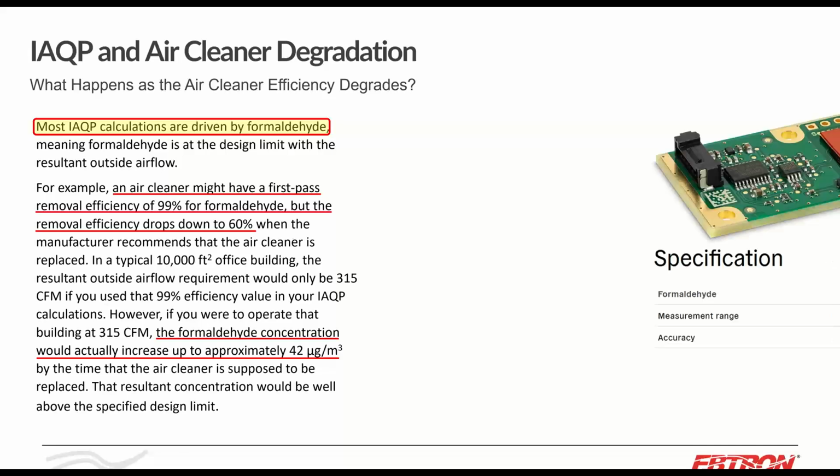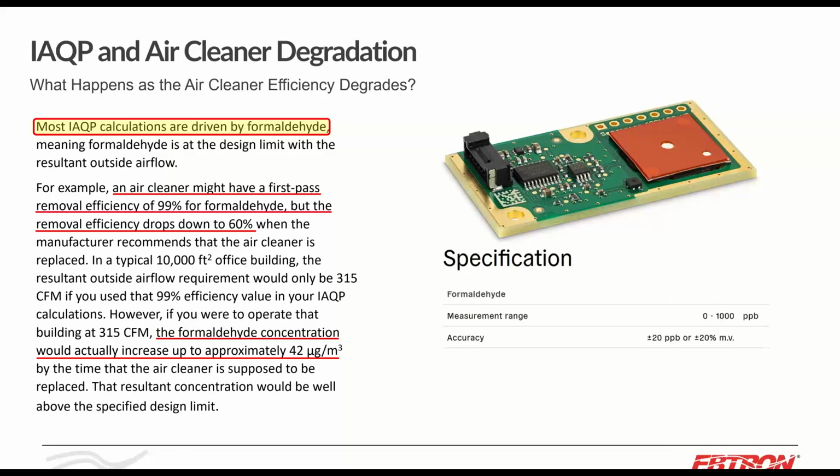And the challenge we have is it's a one-time test that's required by ASHRAE after the building is built and occupied. And the formaldehyde sensors that you can buy to put on the wall aren't sensitive enough. This has an accuracy of 20 parts per billion, where 20 parts per billion equates to 25 micrograms per meter cubed of formaldehyde. So these sensors, though they're evolving, are not quite sensitive enough to work in real time.